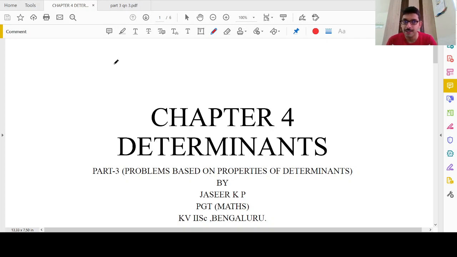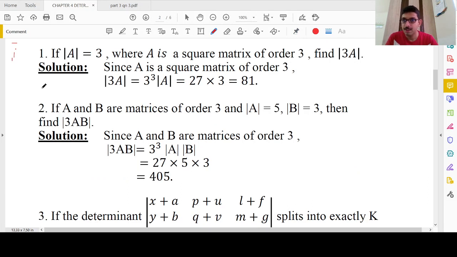Hello everyone. In this video, I'll be discussing some problems based on properties of determinants. First problem: if determinant of A equal to 3, where A is a square matrix of order 3, find determinant of 3A. So determinant of A equal to 3 and A is a square matrix of order 3, find determinant of 3A.